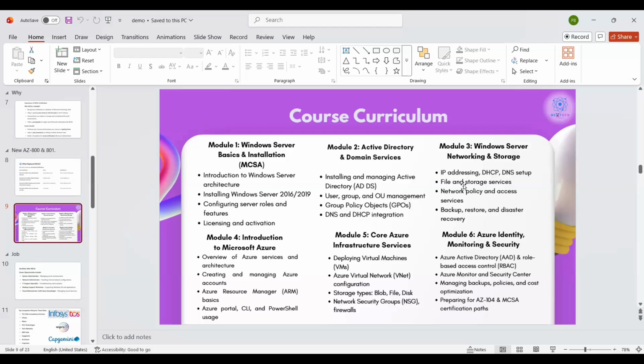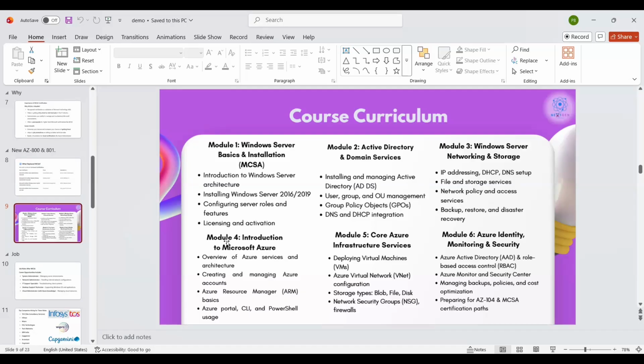So the setting up of all these servers we are going to cover. How you can manage the files and storage services. What are the network policy access services? And last, backup, restore, disaster recovery. All these things we are going to cover in our third module. After completing these three modules, we'll move towards the cloud part.